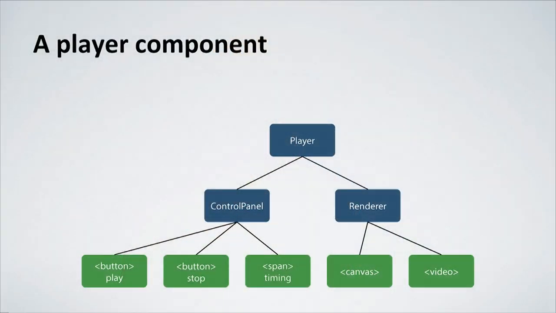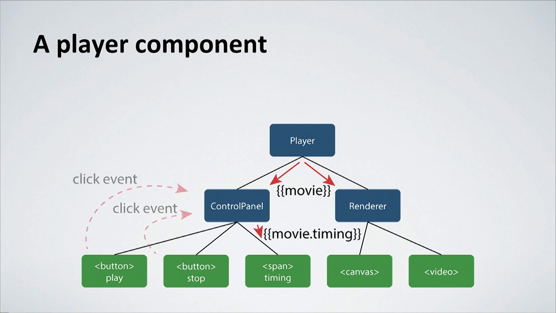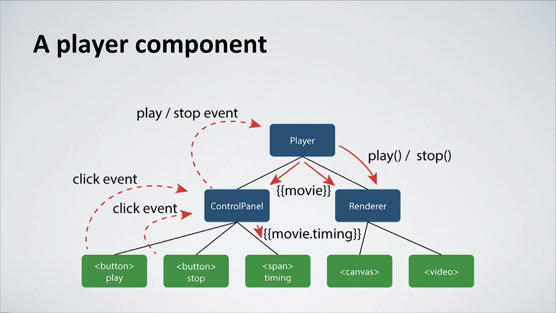We are going to take back the player component. How are we going to code it with Polymer? We have binding. A movie object is bound to the player by the controller, which will bind the movie to the other subcomponents. The timing will be bound in the template by the control panel. Our button will fire DOM native click events. The control panel will handle them and will be able to fire play and stop events. When it receives those events, the player will be able to directly call the renderer component, play and stop.